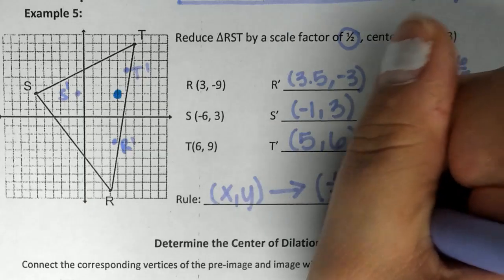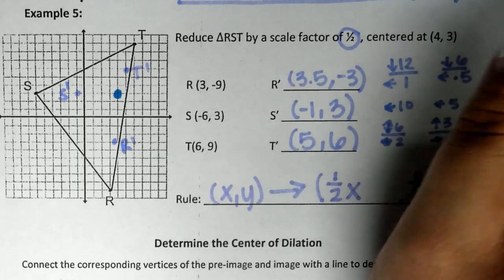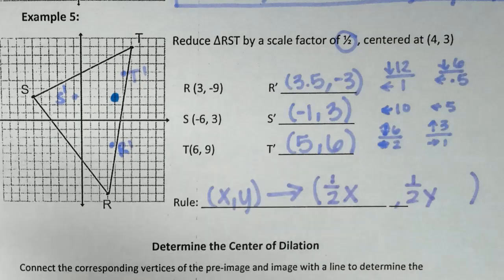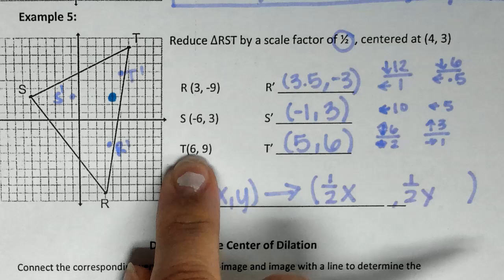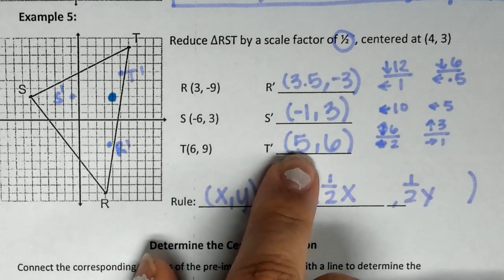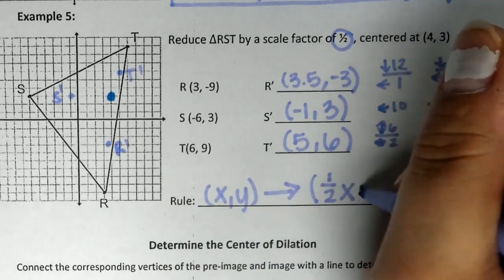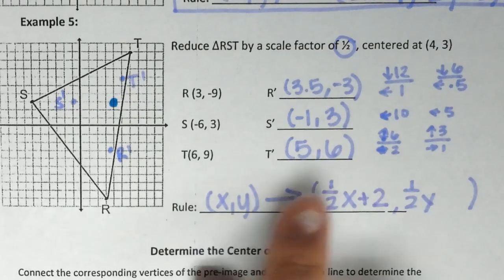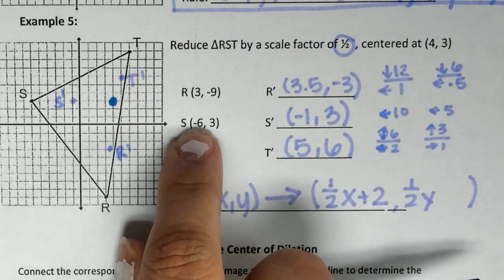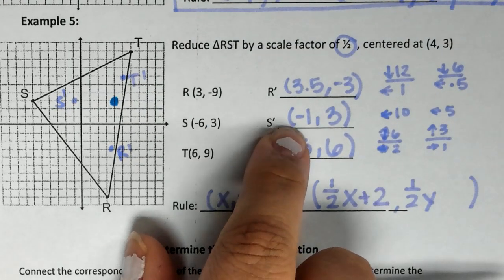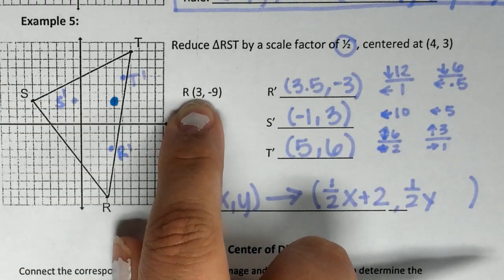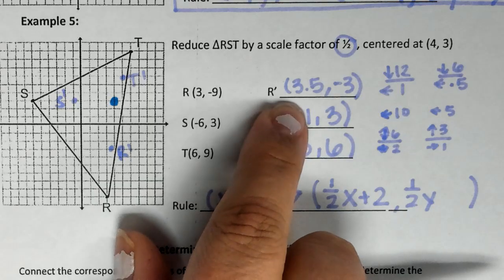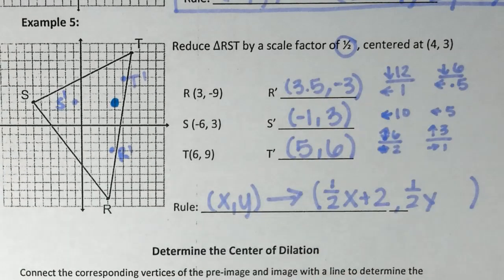So I'm going to do 1/2 x and 1/2 y. But because we're not about the origin, I'm going to have to add or subtract something. So, what is half of 6? 3. How do I get to 5? Plus 2. Let's double check and make sure that works. What's half of negative 6? If I plus 2, am I at negative 1? Half of 3? 1.5 plus 2 gives me, so we're good.